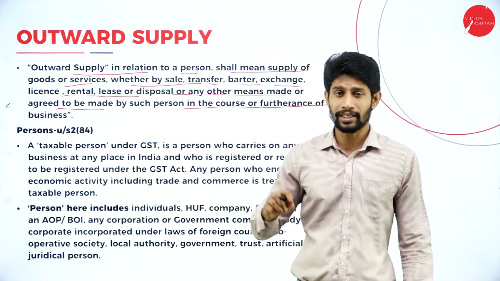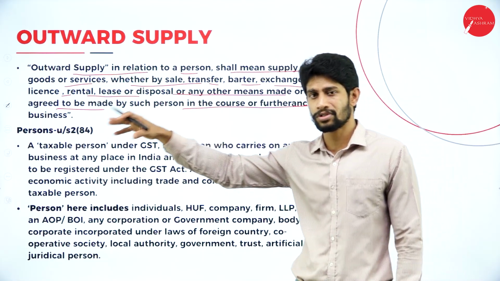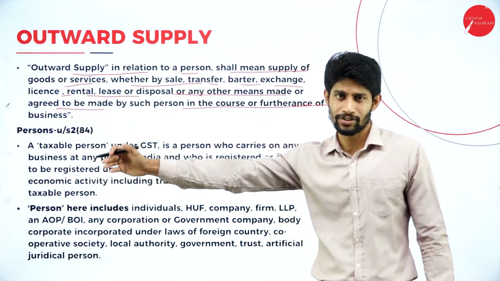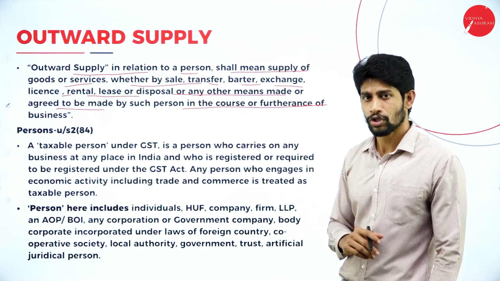So you are going to agree to supply goods or any services through licensing, selling the product, renting the product, or transferring by barter system. You are going to agree that you are going to supply the goods, that is called outward supply. That means you are supplying the goods to a third party or to someone else. That is called supply of goods or outward supply of goods.